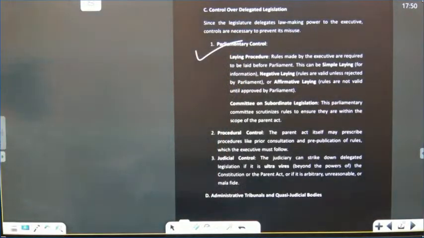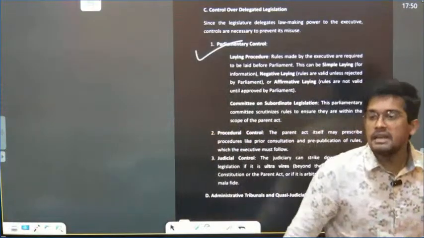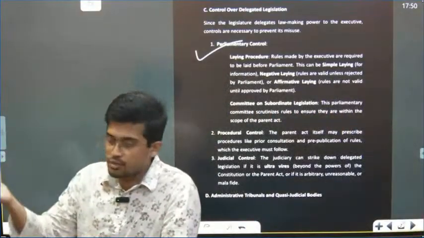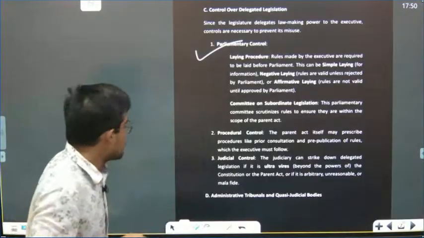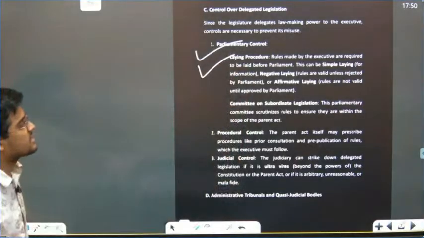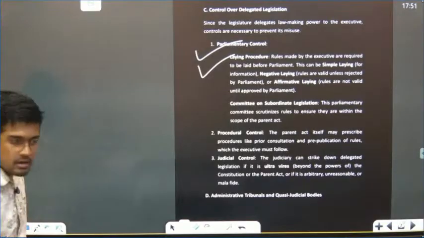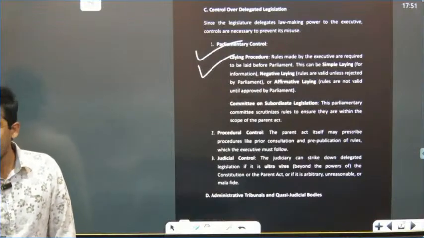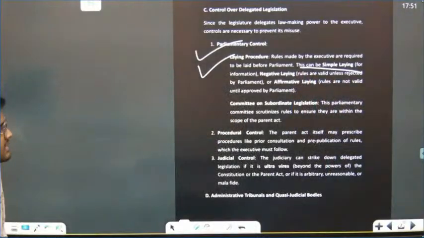Parliamentary control, so control over delegated legislation. How do you control the delegated legislation given to the executive? First, Parliament controls it. How does the Parliament control it? Basically, they lay down the procedure. Rules made by the executive are required to be laid before the Parliament. So if the executive has made a particular law, it has to be laid before the Parliament, the way an ordinance is laid before the Parliament. This can be simple laying, negative laying, or affirmative laying.